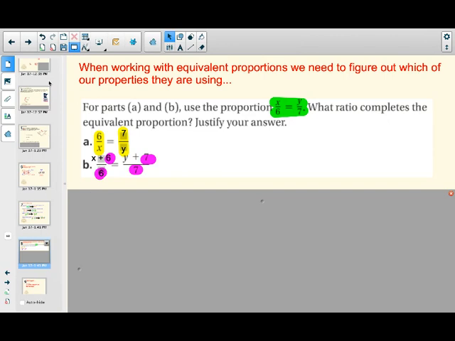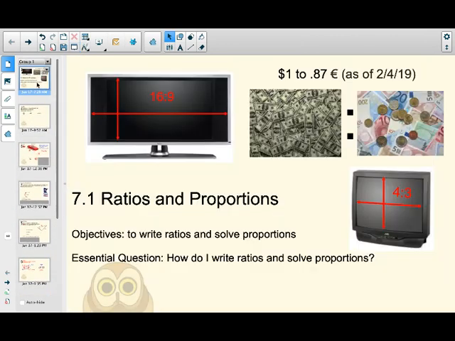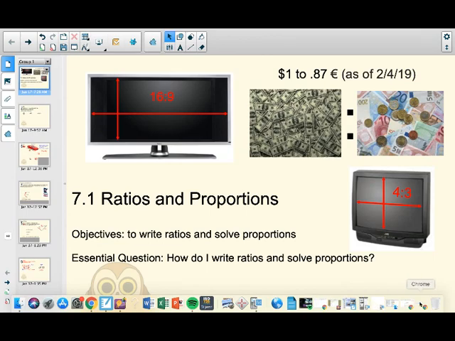So that is it for today's lesson on 7.1, talking about ratios and proportions.